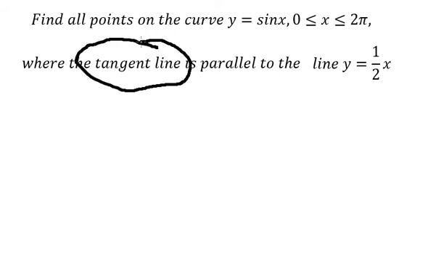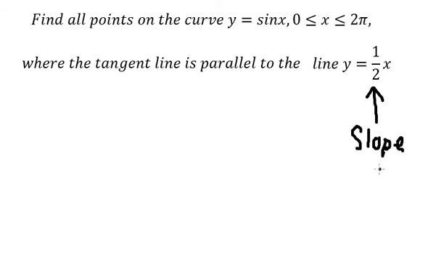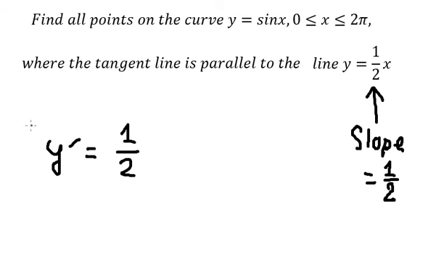Because the tangent line is parallel, that means the slope of this one is 1 over 2. So the value of the tangent should be equal to 1 over 2. So the first derivative of y, from here, you get cosine x.